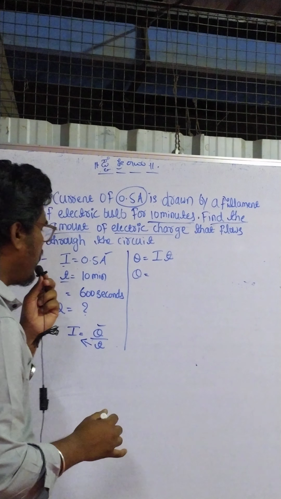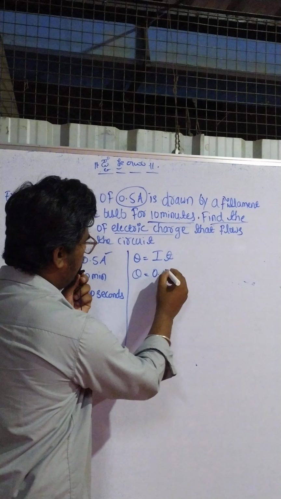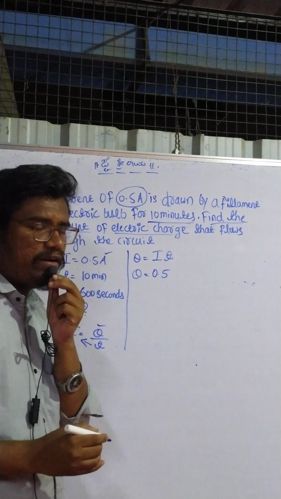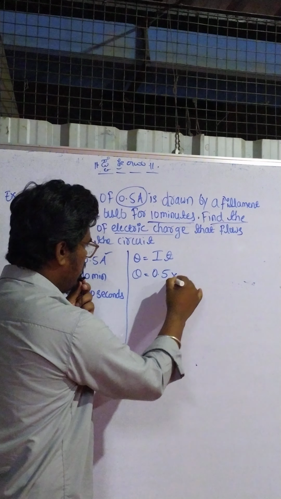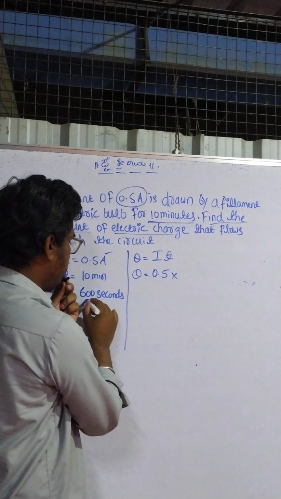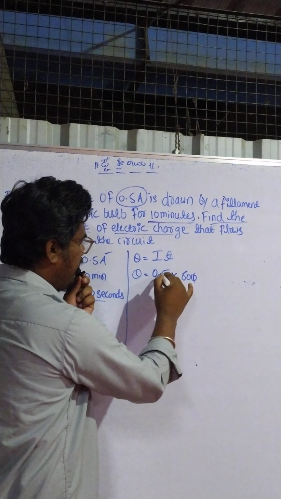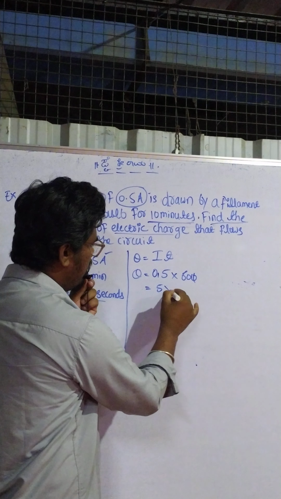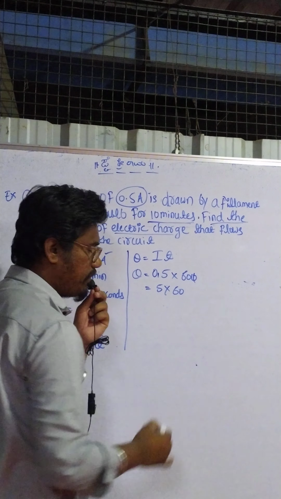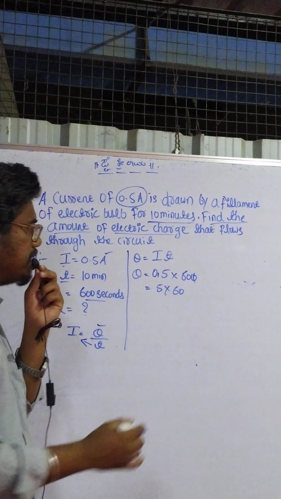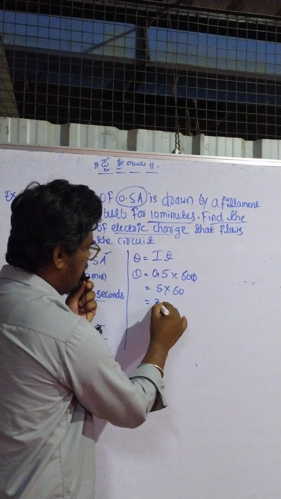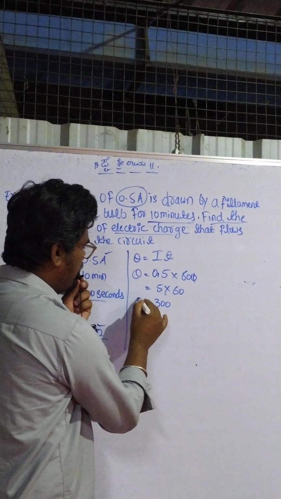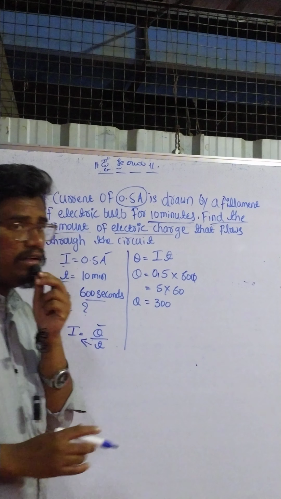What is the I value? 0.5. And time is 600 seconds. So how can we calculate this? The zero and the decimal point cancel, so what remains is 5 into 60. 60 into 5 is 300. So Q is 300 coulombs.